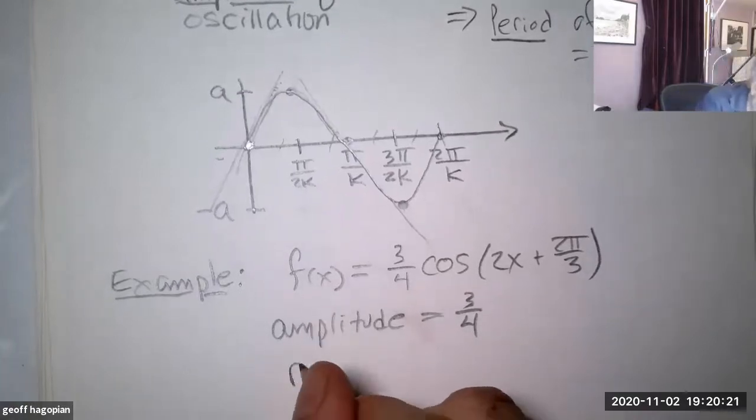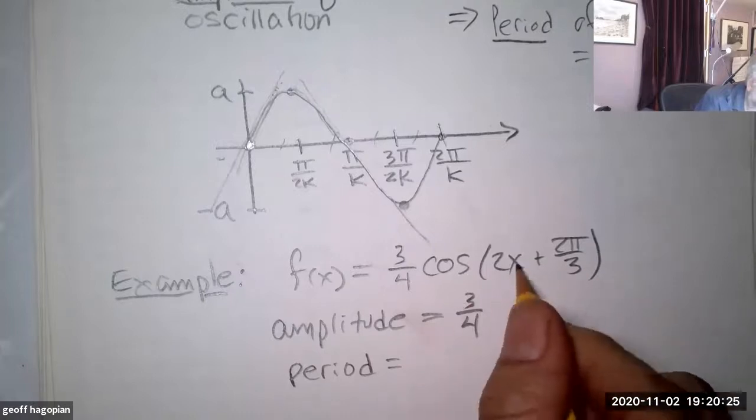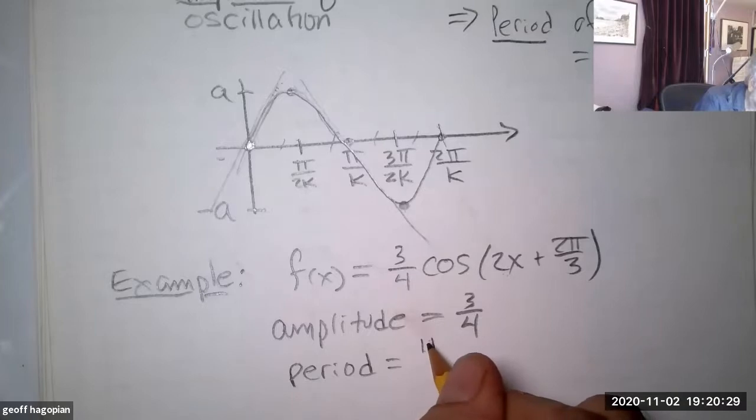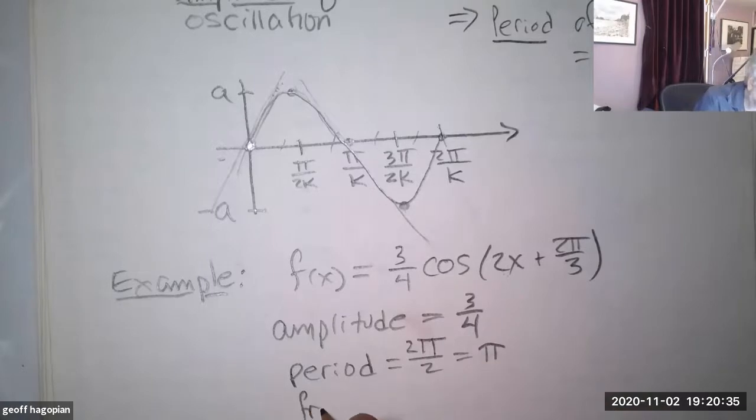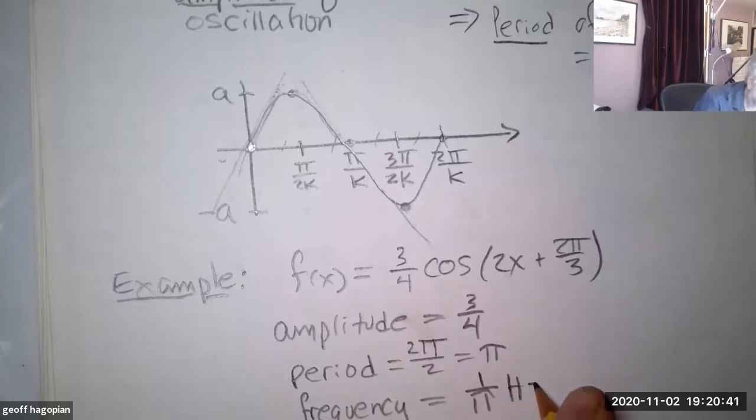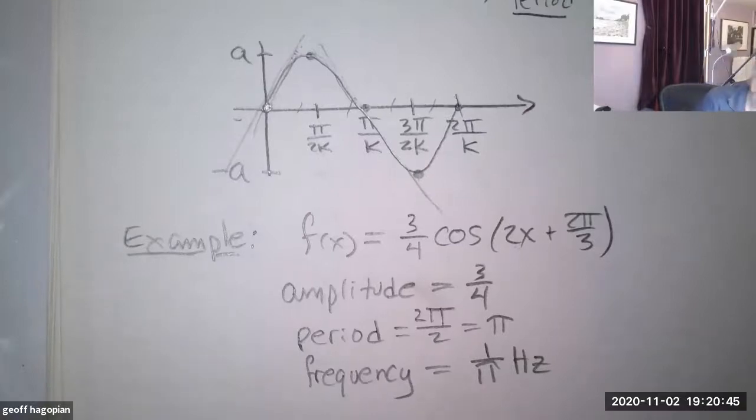The period is 2 pi over k, with k is going to be 2 here. So that's going to be, let's write 2 pi over 2, or simply pi. That means that the frequency is going to be 1 over pi. And the units of frequency are hertz, which is abbreviated HZ. That's a pi downstairs there. It doesn't look like a pi, does it?